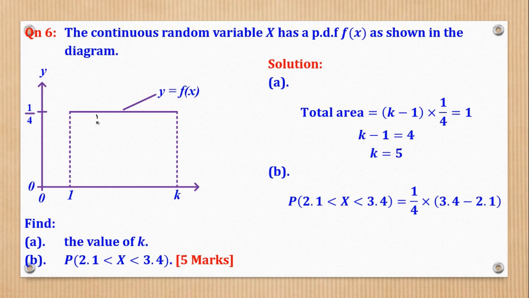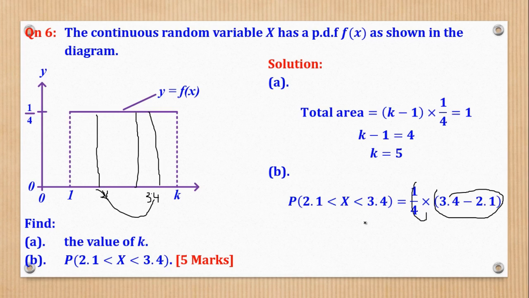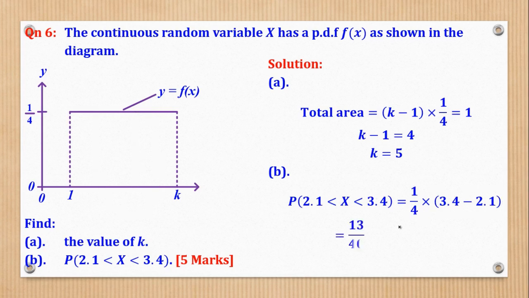So from 2.1 up to 3.4, what will be the length? The length will be 3.4 minus 2.1. That is why you are seeing this here. And the width will still be maintained, a quarter. That's why you see a quarter here. So when I simplify, that will be the answer they wanted.